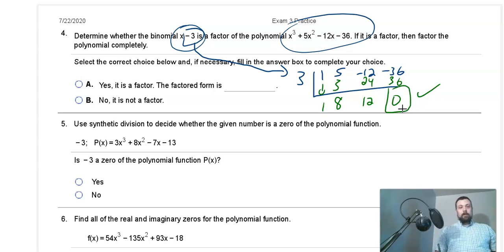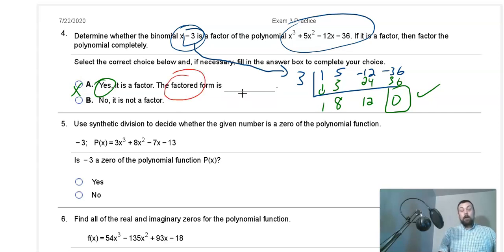So if the remainder is 0, the answer is yes. It's a factor. If the remainder is not 0, the answer is no. It's as simple as that. Either it's 0 or it's not. If it is 0, it's a factor. If it's not 0, it's not a factor. Unfortunately, for this problem, if it is a factor, then you have some more work to do.